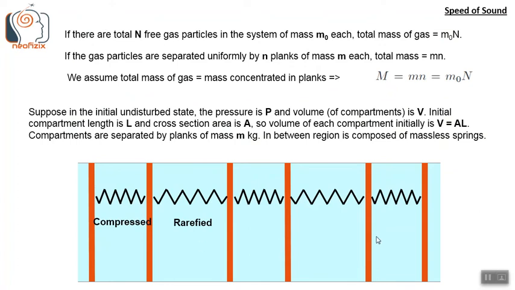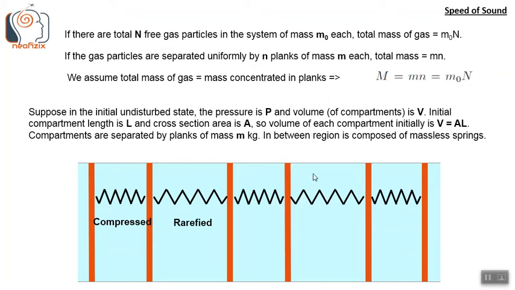If there are total N free gas particles in the system of mass m naught each, then the total mass of the gas is m naught into N. N is the capital N. If the gas particles are separated uniformly by small n pistons of mass m each, then the total mass of the pistons is m into n. We assume that the total mass of the gas is equal to the mass concentrated in the pistons. Therefore, this big M, which is the total mass of the gas, should be equal to m naught N, which should also be equal to m into n, because the total mass of the gas we assume is concentrated in the pistons. So we assume those particles are massless. All their mass has gone into these edge boundaries or the pistons, and in between, the region is composed of massless springs.